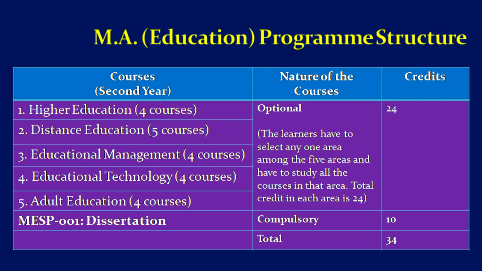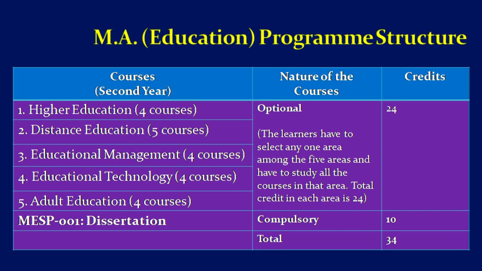In the second year, as I have already said, there are 5 different specialized areas in this program: higher education, distance education, educational management, educational technology, and adult education. Among these 5 areas, you have to select any one area and study all the courses in that area. The total credit in each area is 24.